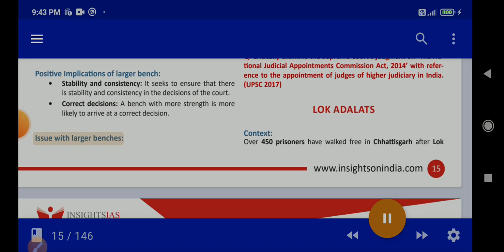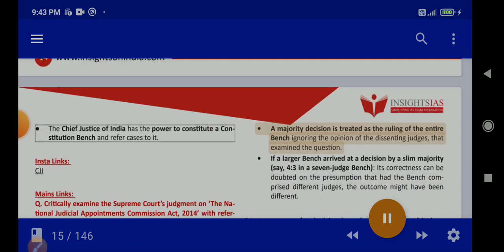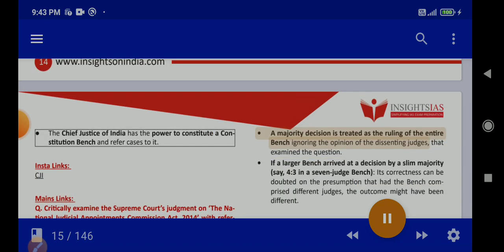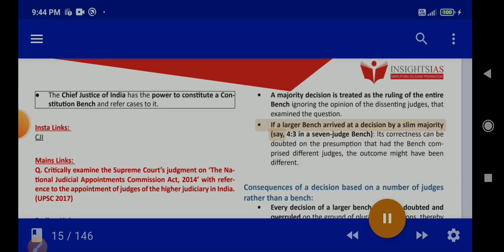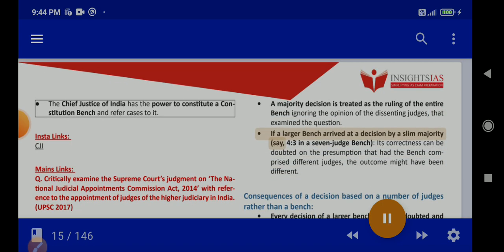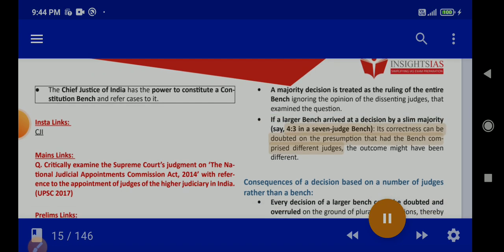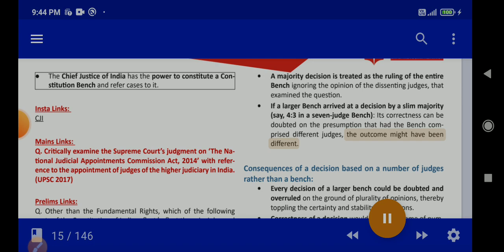Issue with larger benches: a majority decision is treated as the ruling of the entire bench, ignoring the opinion of the dissenting judges that examined the question. If a larger bench arrived at a decision by a slim majority, say 4:3 in a 7-judge bench, its correctness can be doubted on the presumption that had the bench comprised different judges, the outcome might have been different.